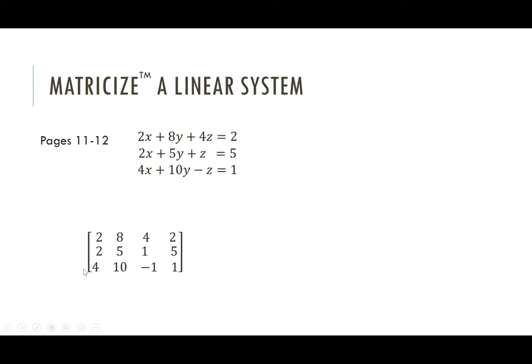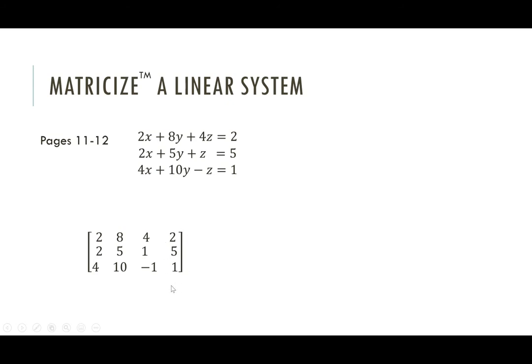Another way to think of it is each column corresponds to a variable. This first column gives you the coefficients on our x values. So 2, 2, and 4 are the coefficients for x, and we have 2, 2, and 4 in the matrix. Similarly, 8, 5, and 10 are the coefficients for y. 4, 1, and -1 are the coefficients for z. And then 2, 5, and 1 are the constants.